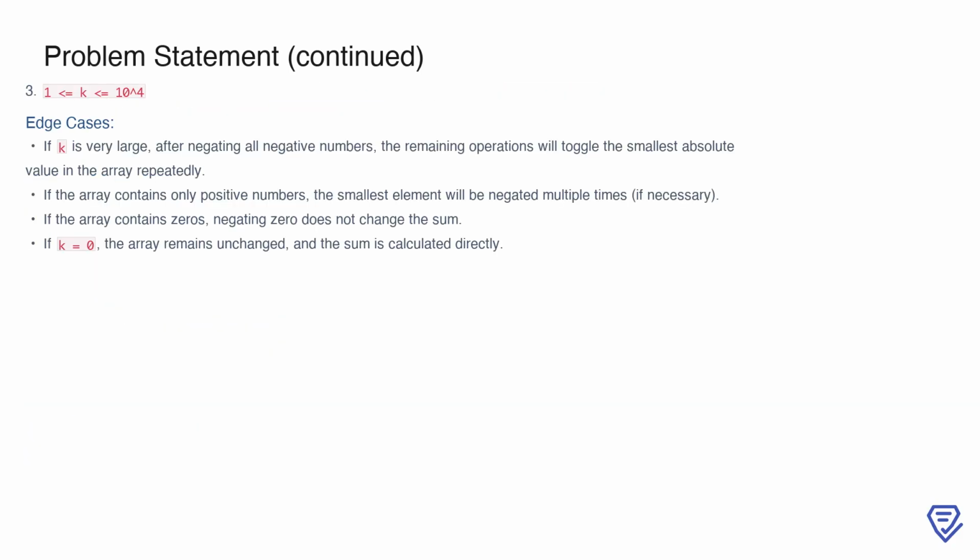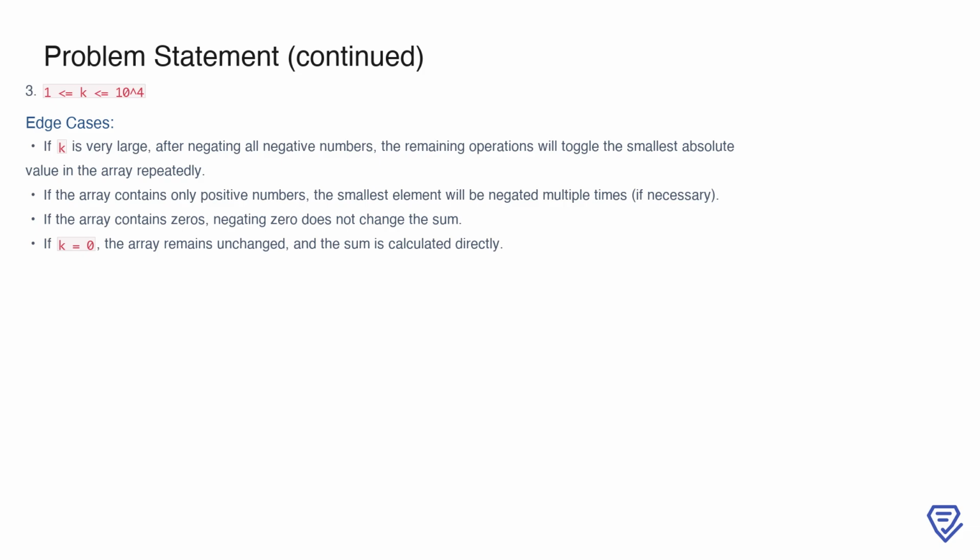To ensure your solution works for all cases, pay attention to the constraints and edge cases. The constraints specify that the array can have up to 10,000 elements, and the values within the array can range between -10,000 and 10,000. Additionally, the number of negations allowed, k, can also go up to 10,000.